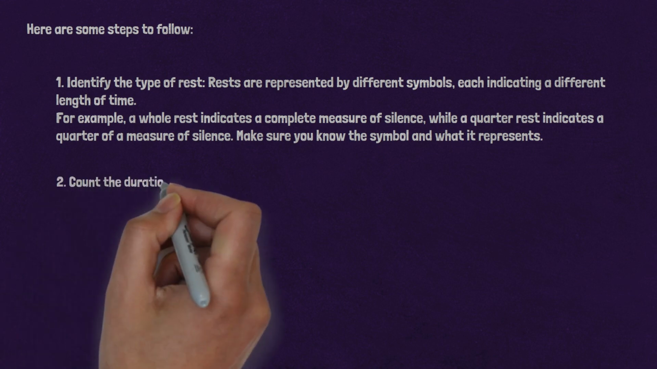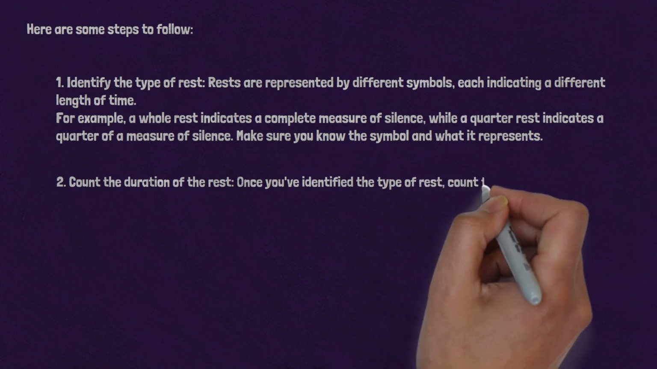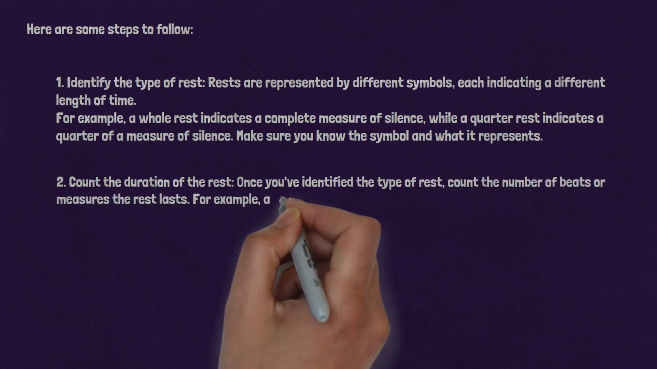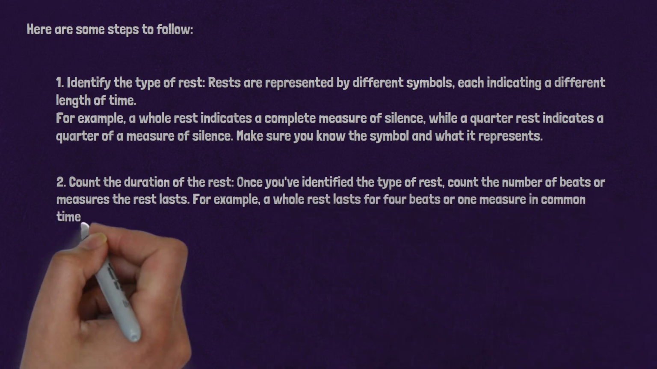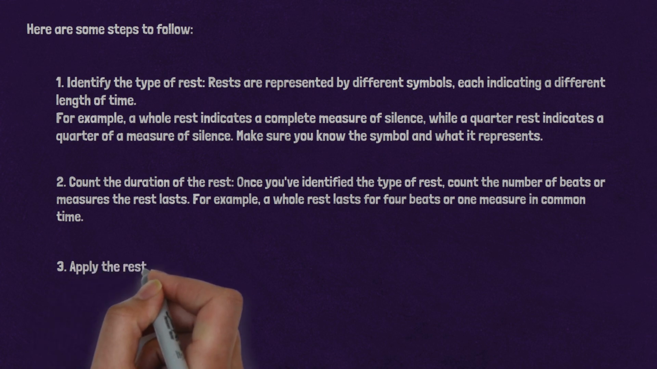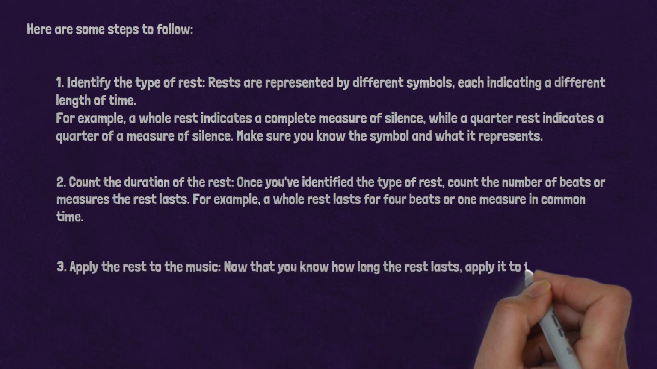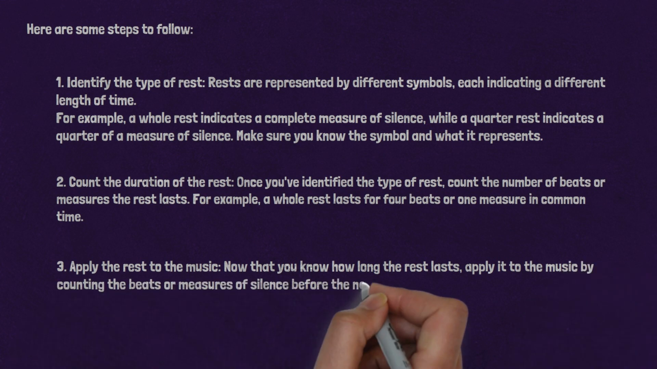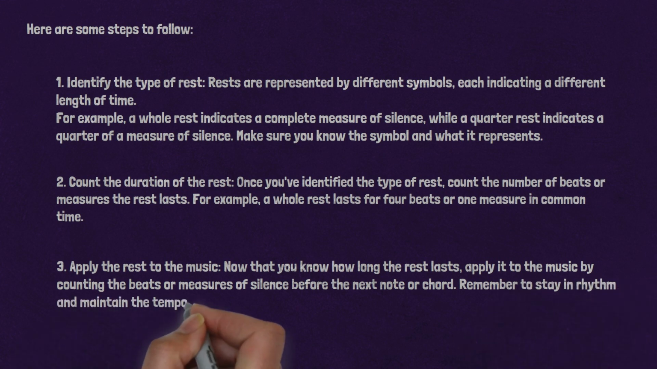Count the duration of the rest. Once you've identified the type of rest, count the number of beats or measures the rest lasts. For example, a whole rest lasts for 4 beats or 1 measure in common time. Apply the rest to the music. Now that you know how long the rest lasts, apply it to the music by counting the beats or measures of silence before the next note or chord. Remember to stay in rhythm and maintain the tempo of the piece.